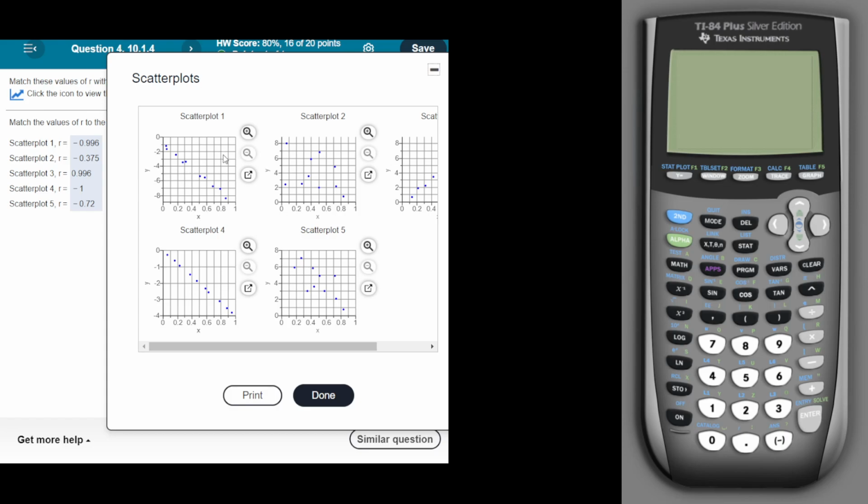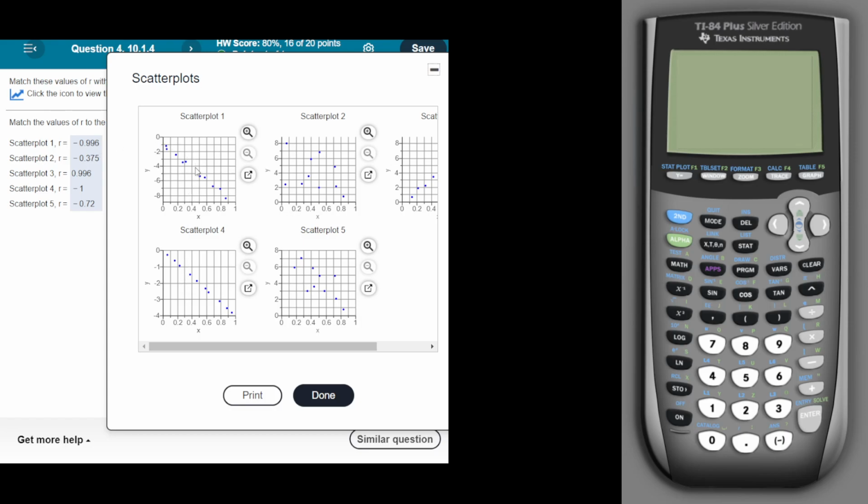Now, take a look at scatter plot number 1. It's very, very similar to 4, right? But the numbers aren't as close. You can see you can run a line through all of them, but that straight line will not quite make it to each of them, but is very, very close to negative 1. So you want to choose negative 0.996.